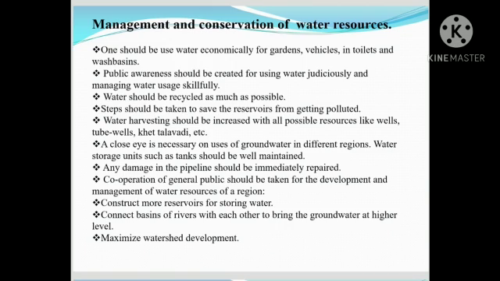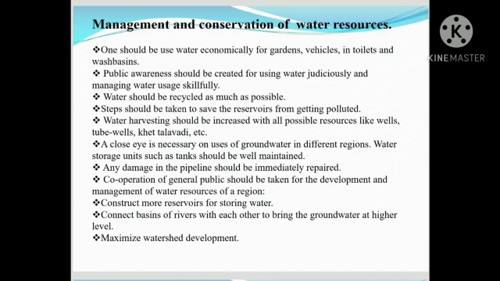Steps should be taken to save water from the reservoir from getting polluted. Water harvesting should be increased with all possible resources like wells, tube wells, khet talawadi, etc. A close eye is necessary on the use of groundwater in different regions. Water storage units such as tanks should be well maintained. Any damage in the pipeline should be immediately repaired.